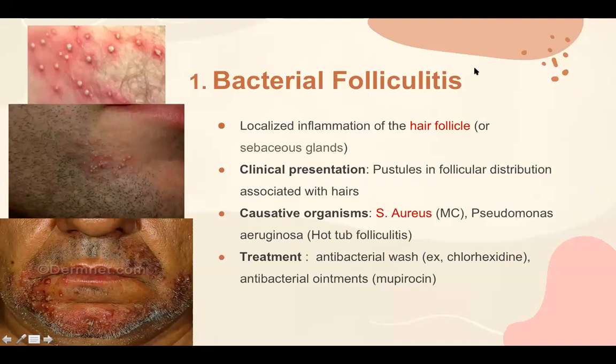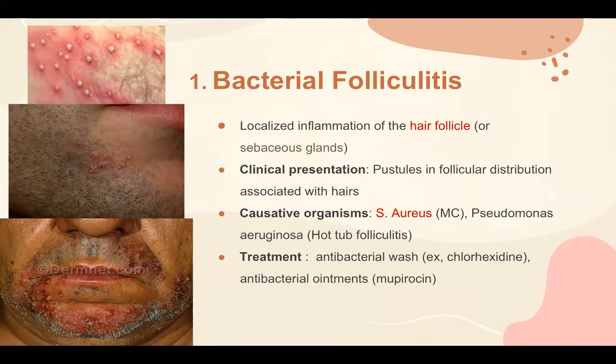So first off, we're starting with bacterial folliculitis, which is a localized inflammation of the hair follicle or sebaceous glands. It first presents with pustules in follicular distribution, which is areas associated with hairs. It happens because of occlusion or hair manipulation, commonly like shaving, plucking, or waxing hair.